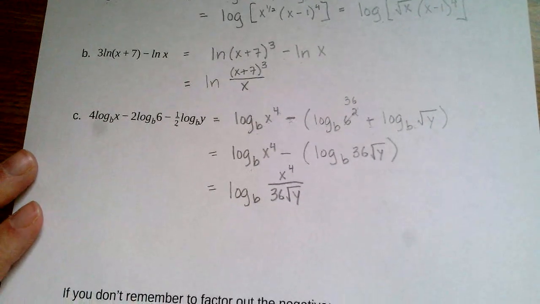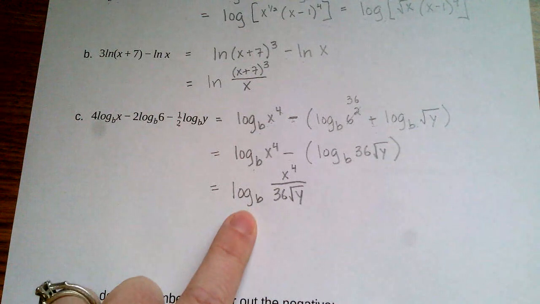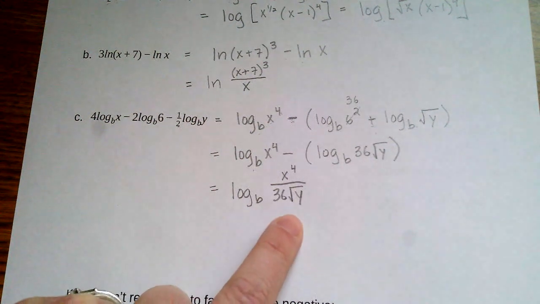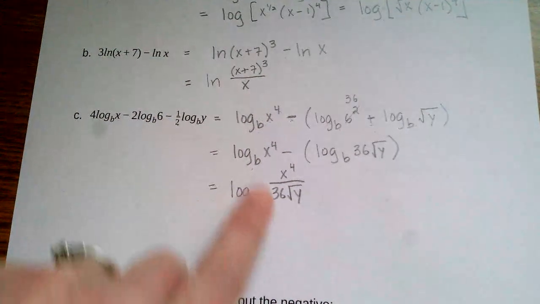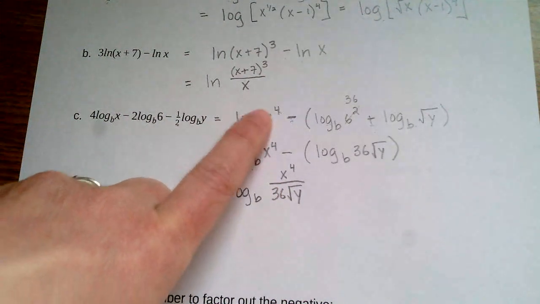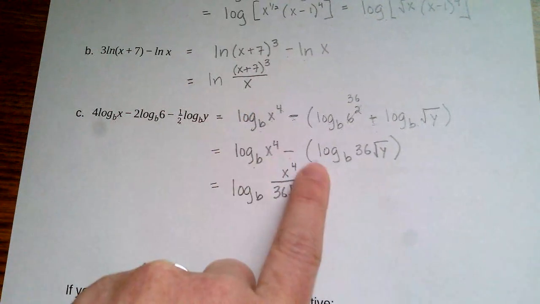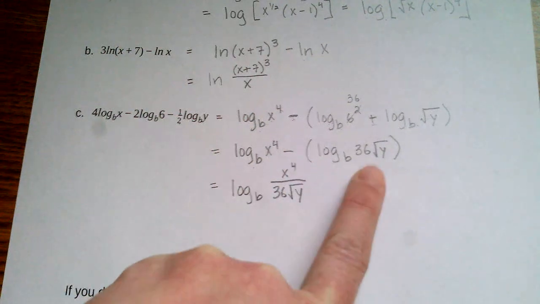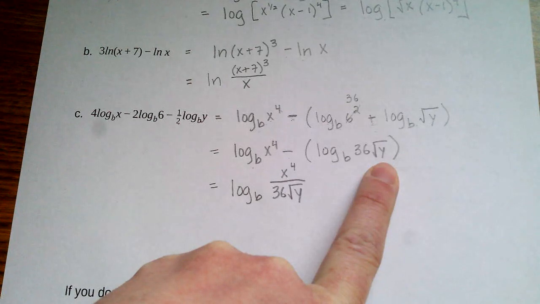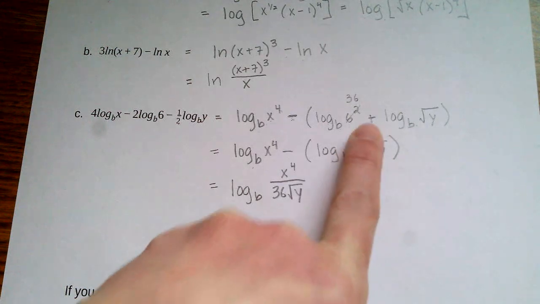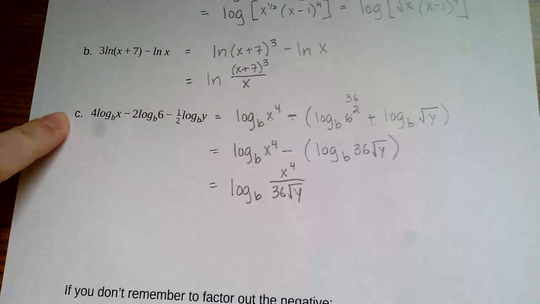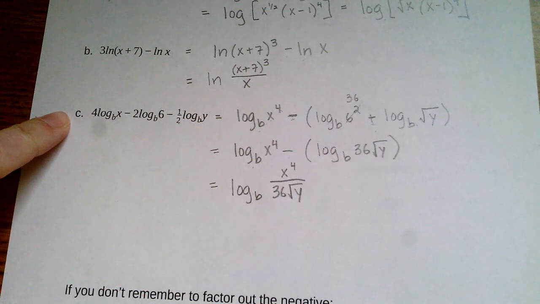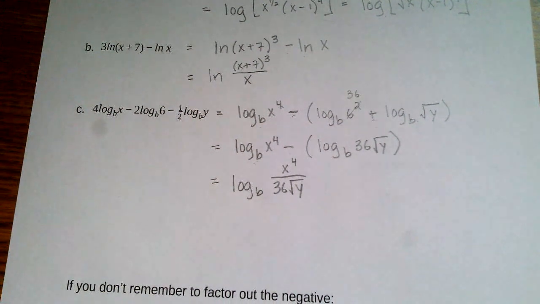Again, I know that I'm done because I have one logarithm expression. And if I did this backwards, I would have log base b of x to the fourth minus log base b of 36 square root of y. If I broke that out, I would have here, and then that would go to here. So you can check your work backwards.